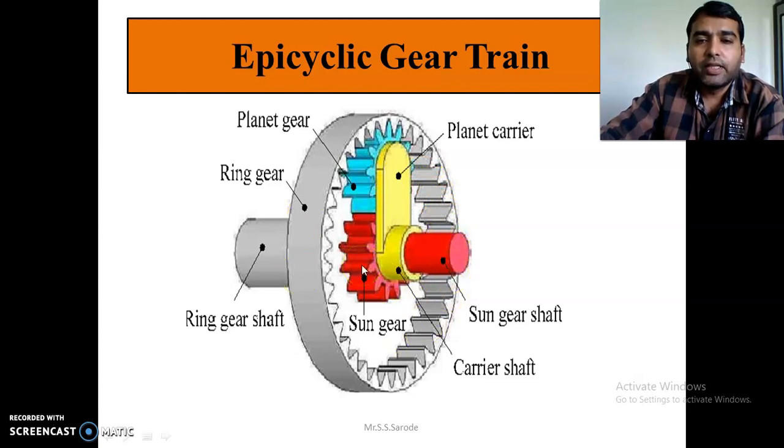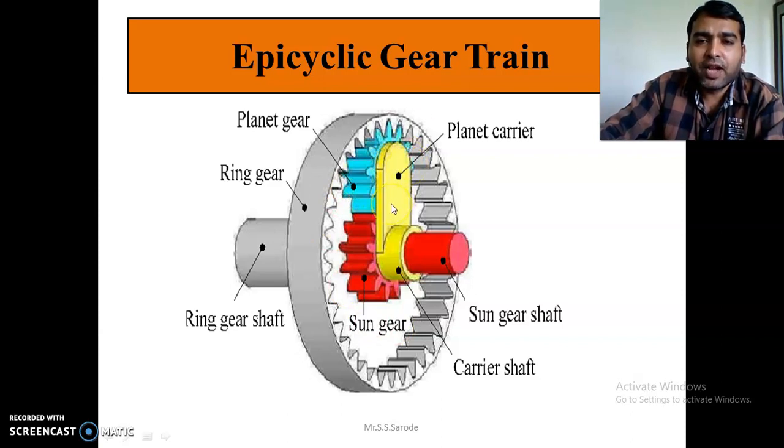First, the sun gear. This red color shows the sun gear, and another gear is meshed with this sun gear. It revolves around the sun gear, that's why this gear is called the planet gear. The planet gear is also meshed with the ring gear, which is also called the internal gear. The planet and sun gear are carried with the help of the carrier. So this is the construction of the epicyclic gear train.